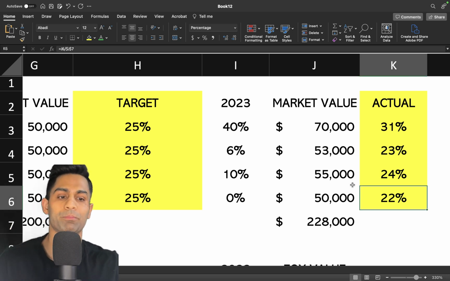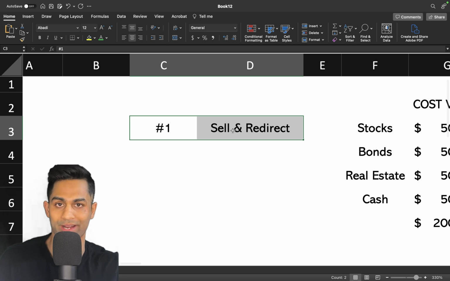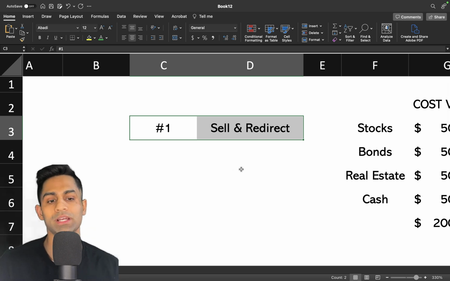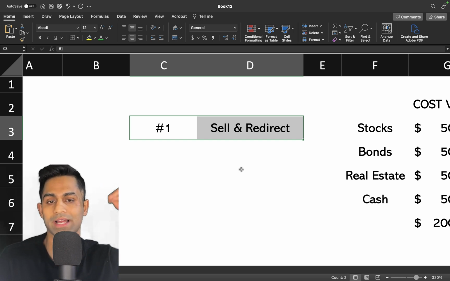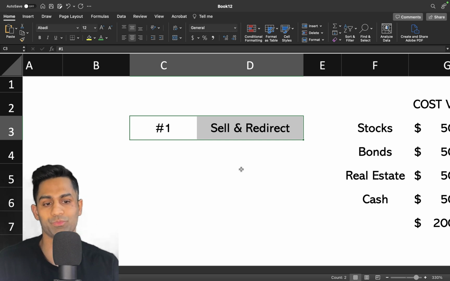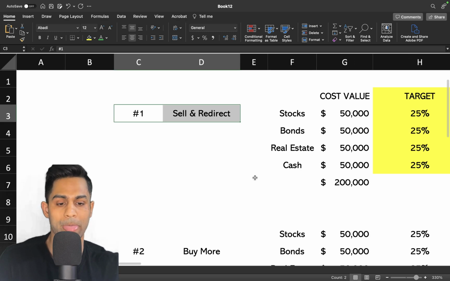So method number one on how to recalibrate this portfolio back into its actual value is going to be sell and redirect, right? That is the number one way, and probably the most popular way of rebalancing, by selling certain stocks or ETFs or asset classes and then redirecting it into another one, which is right now underweight, right? Which is you are underallocated into that stock, ETF, or asset class. So that's going to be number one.